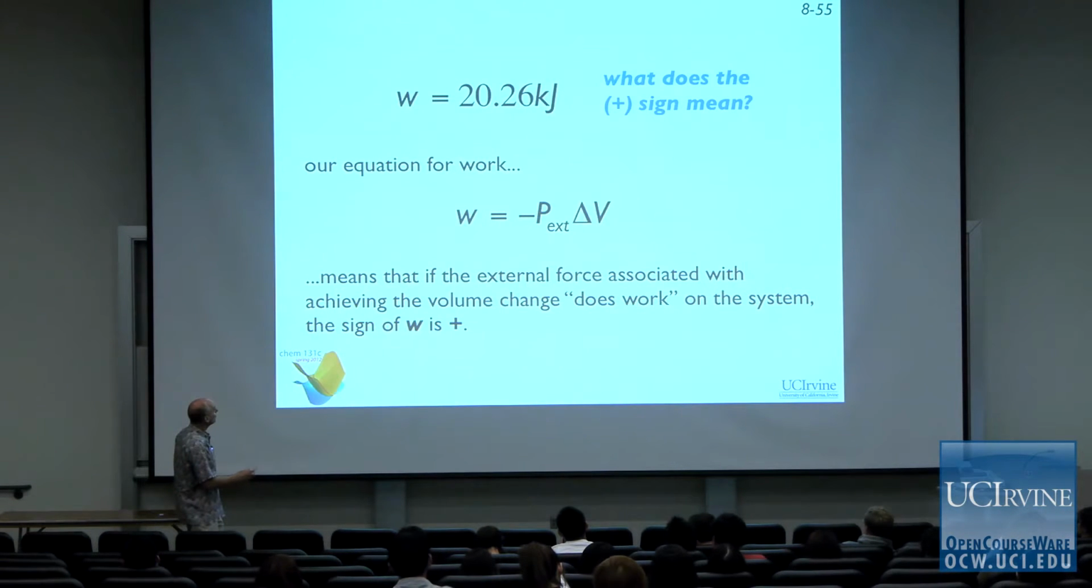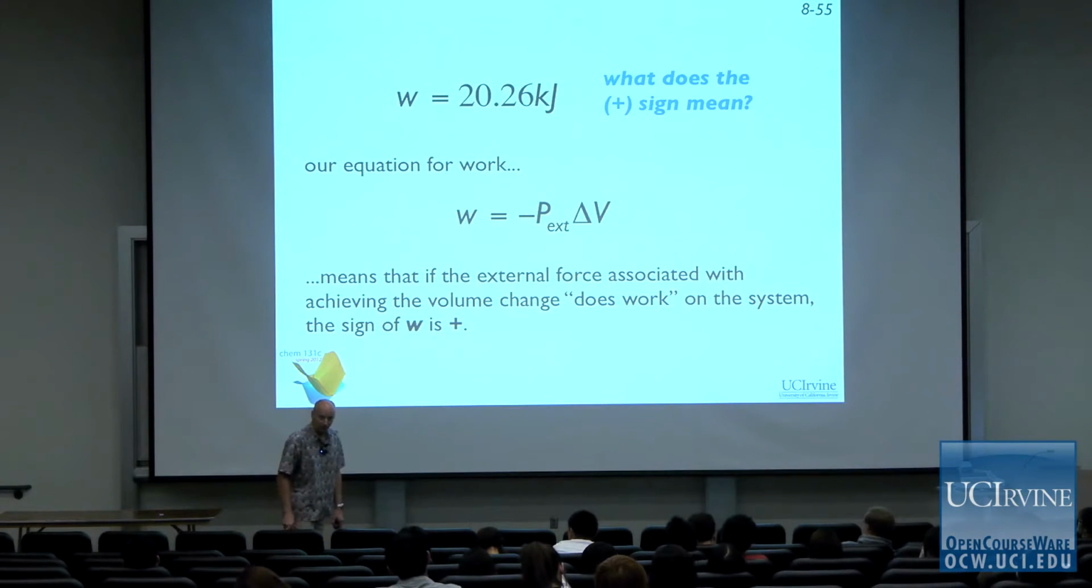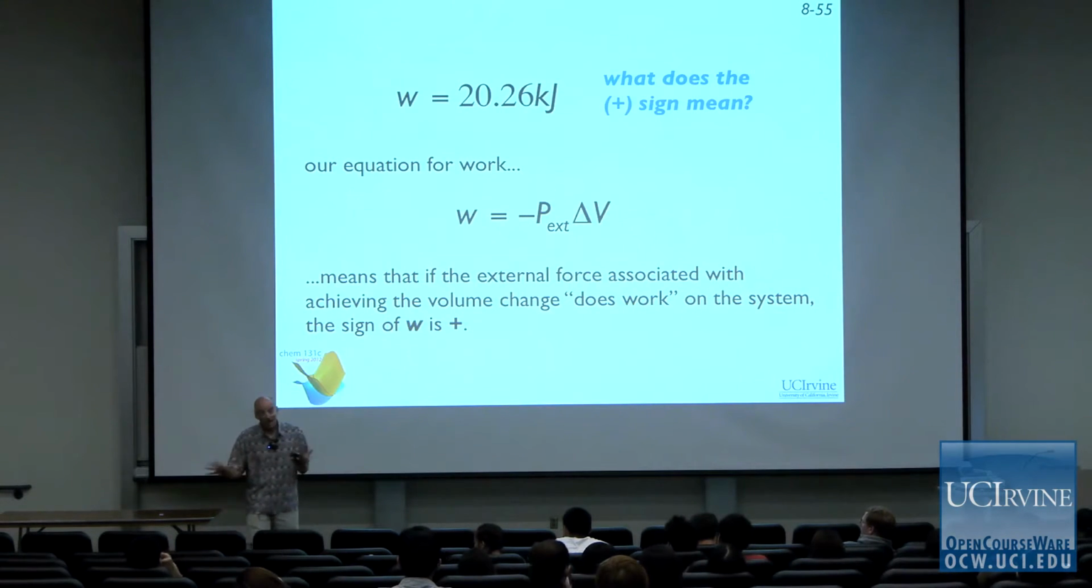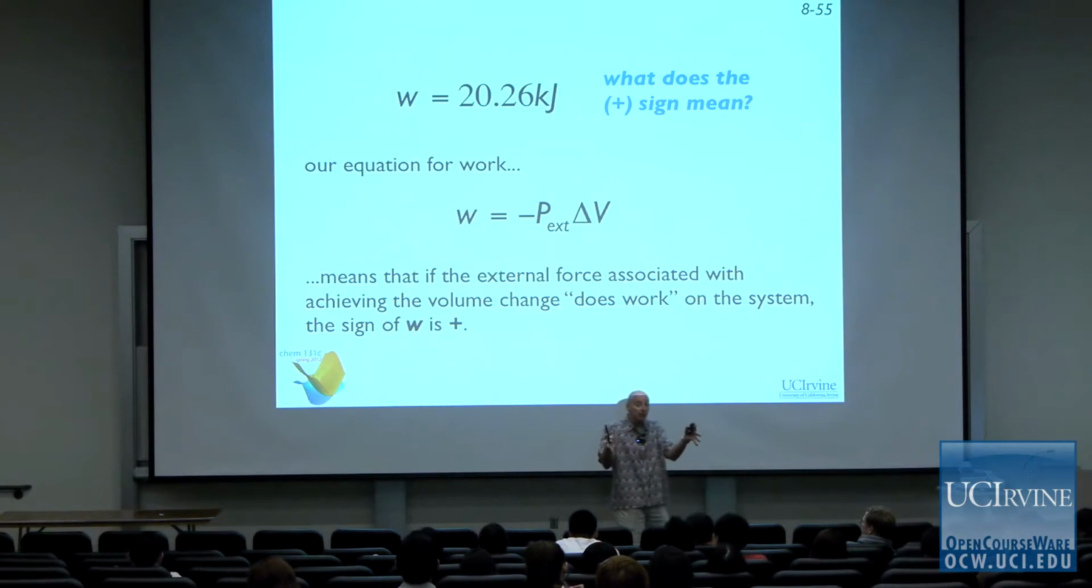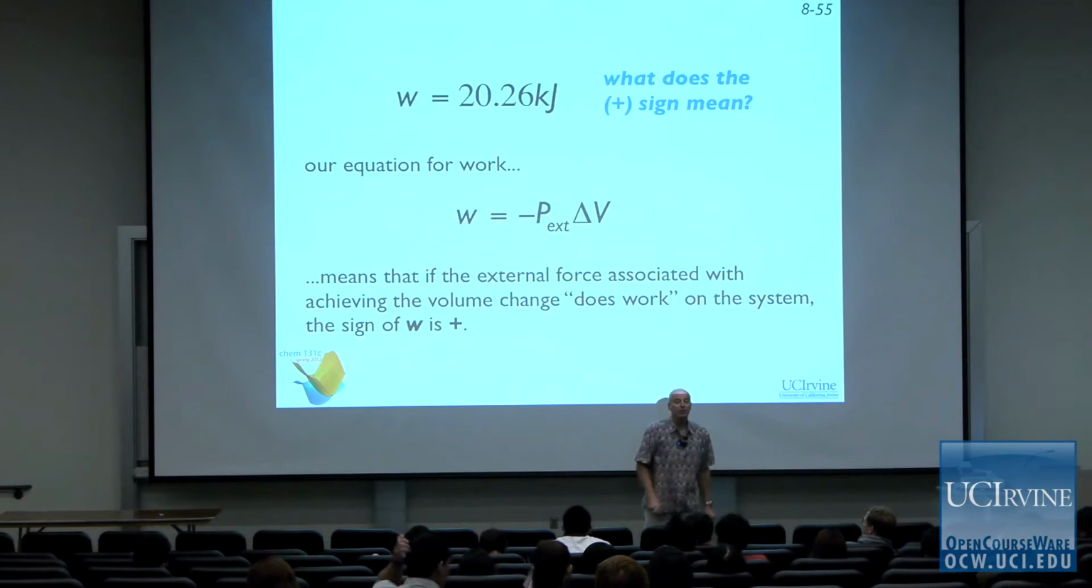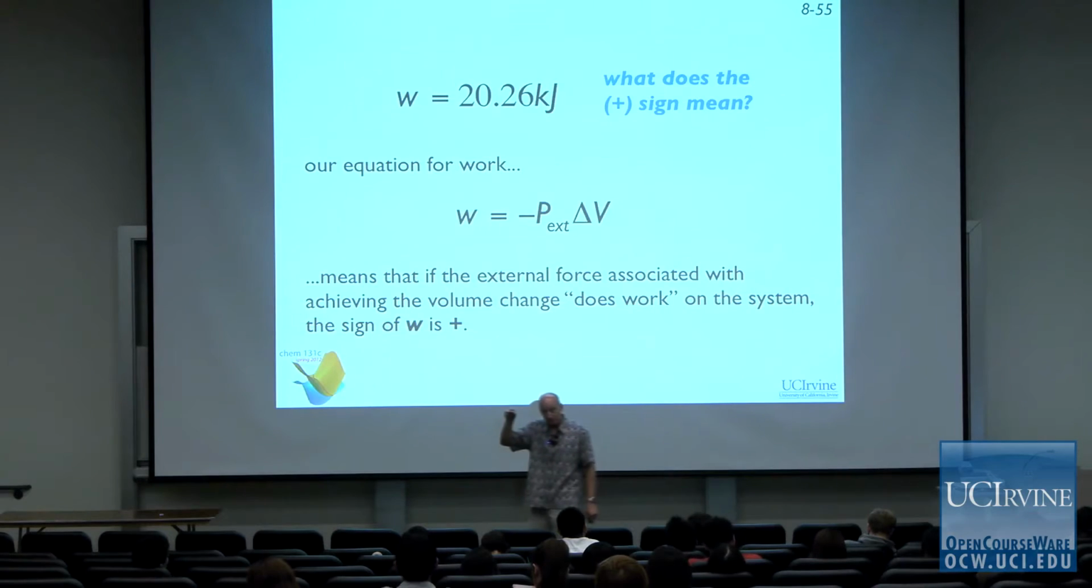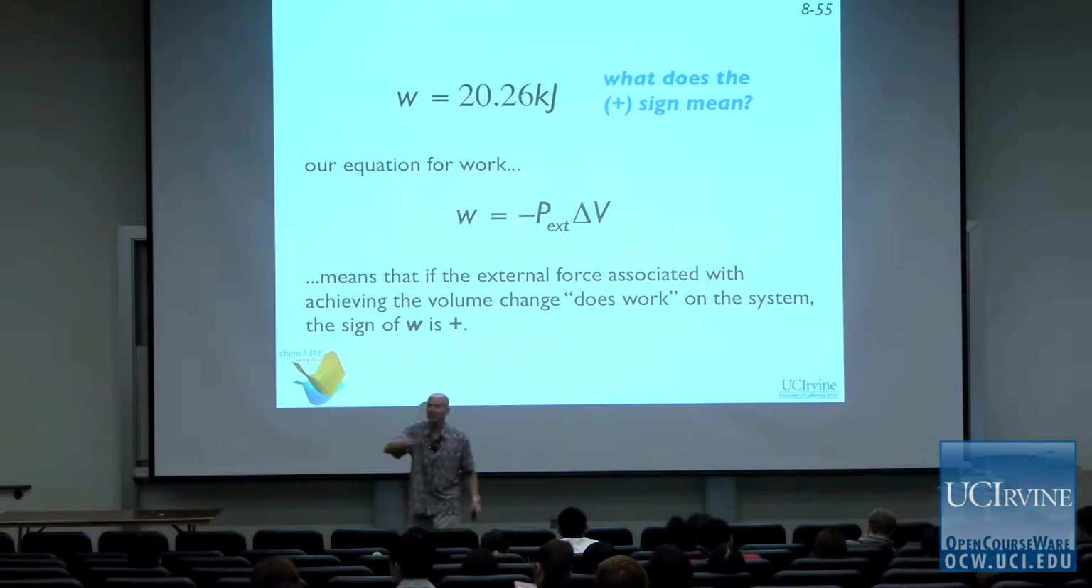So what does the plus sign mean? It means that the volume got smaller. We did work on the system. Now, that's not intuitive. There's nothing intuitive about that because work is not an intuitive concept. But in PV work, if the volume gets smaller, you did work on the system, and work should be positive. You're putting work into the system. Is that intuitive? No, not to me it's not.